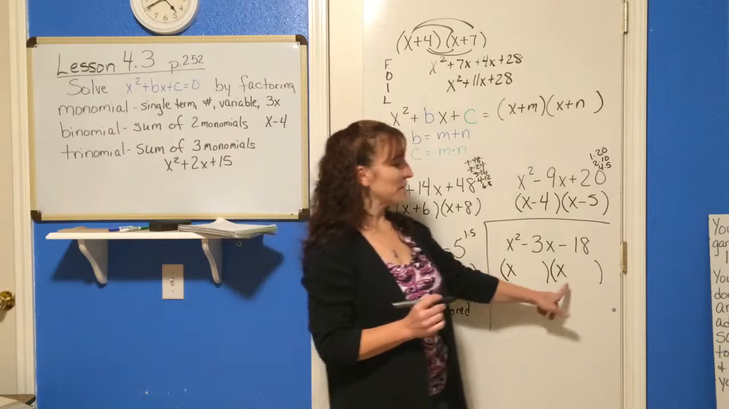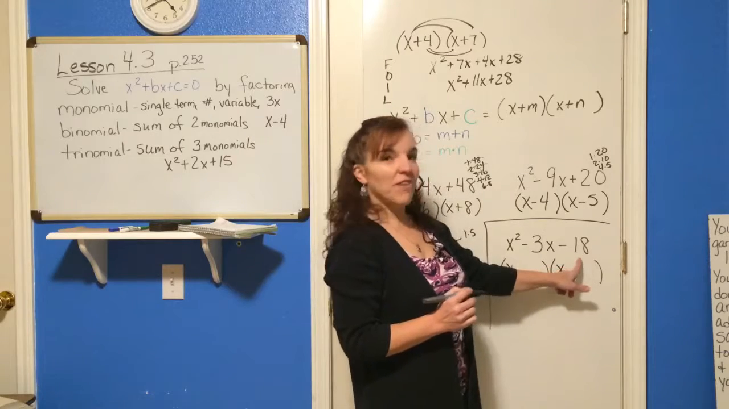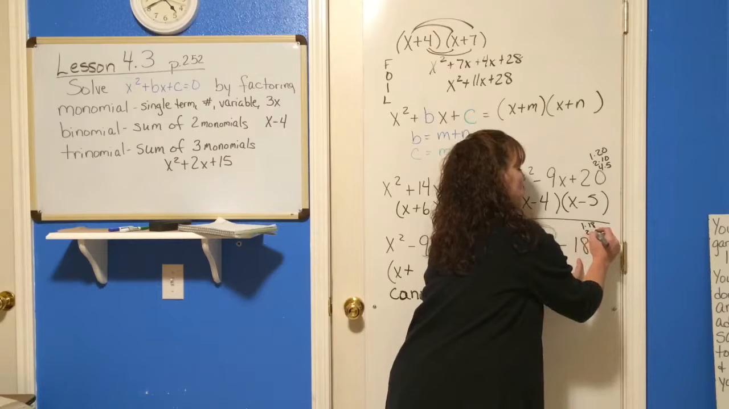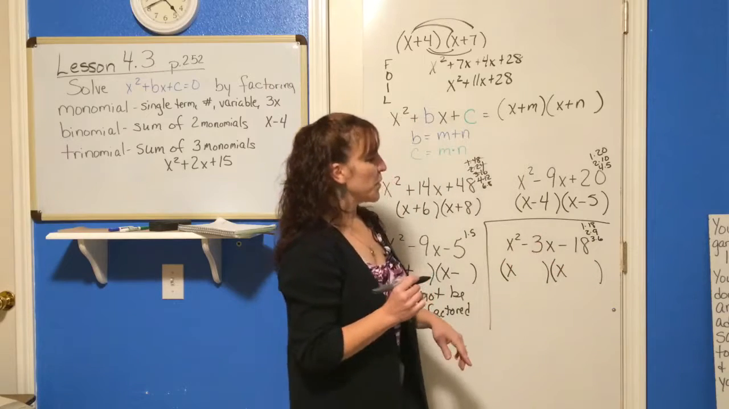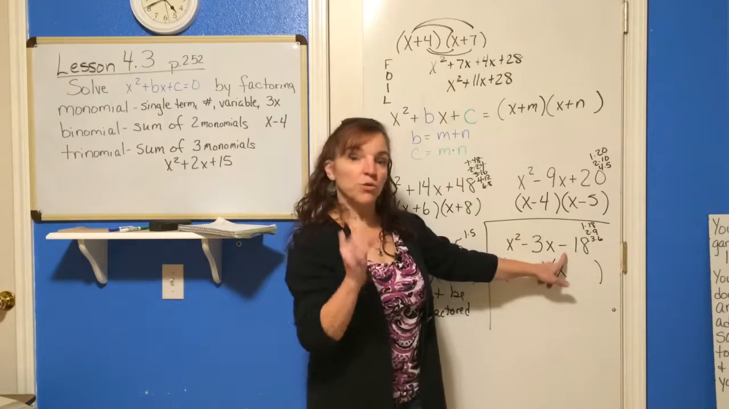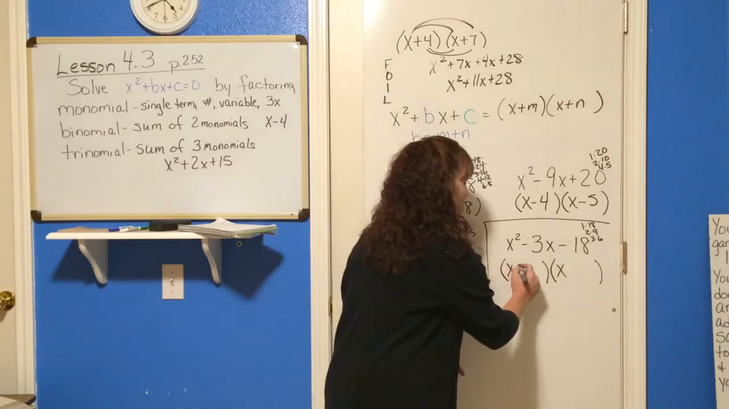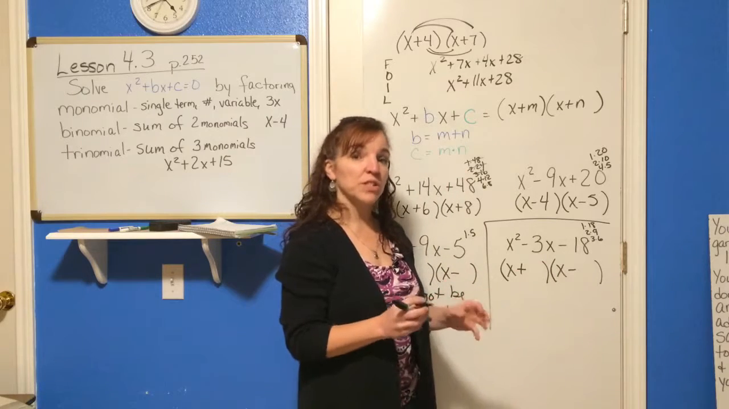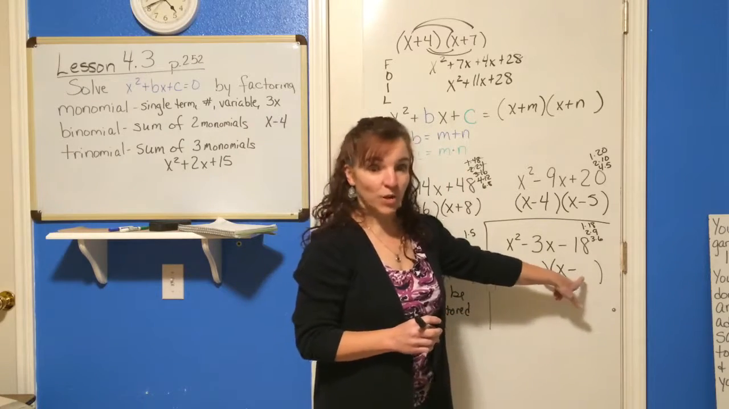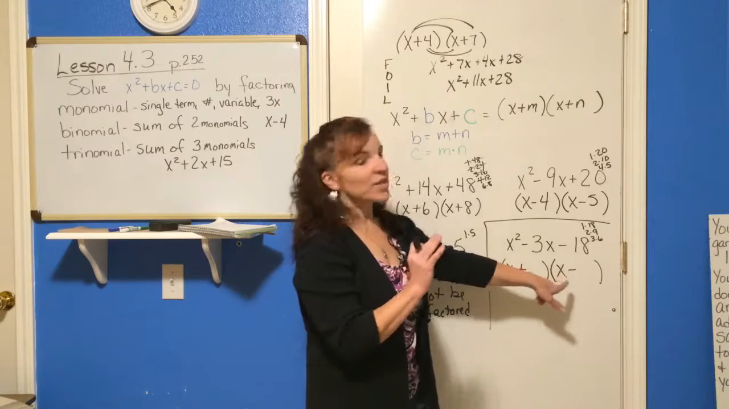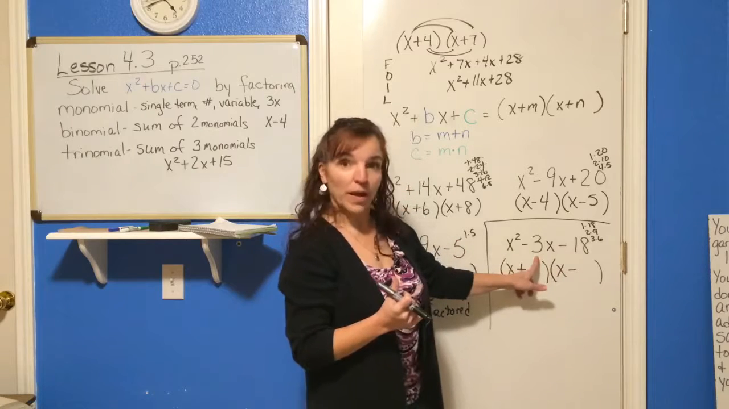X squared is x times x. That part's easy. Factors of 18 are 1 and 18, 2 and 9, 3 and 6, and that's all of them. So now we multiply together to get a negative. So if you're multiplying to get a negative, one has to be positive and one has to be negative. So your signs are different, and if your signs are different and you're adding, that means you're actually finding a difference or you're subtracting. So we want to subtract the two numbers and get a 3.